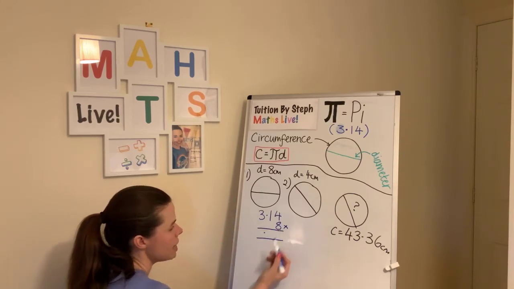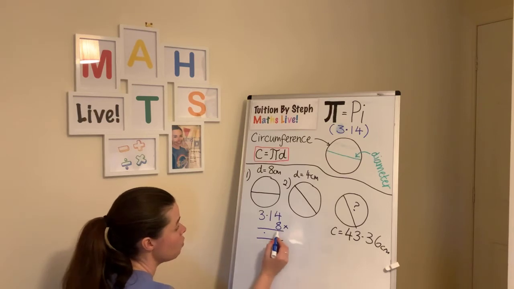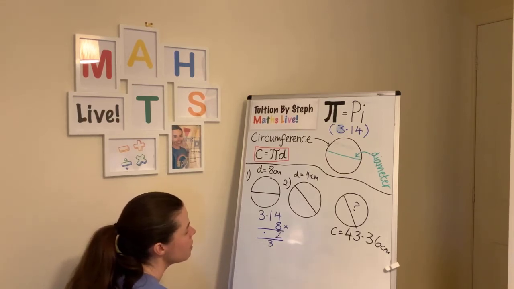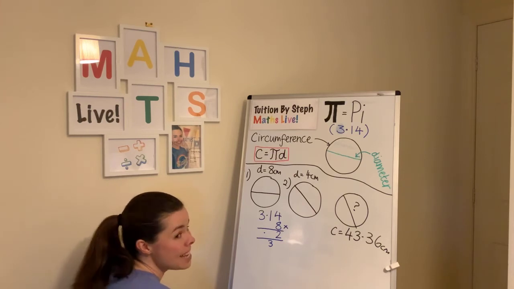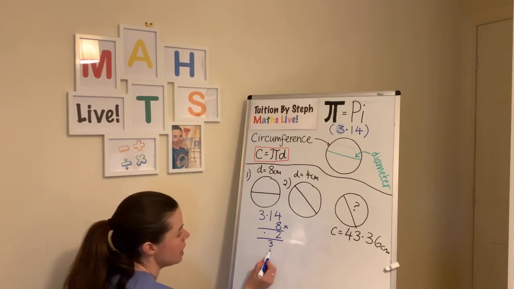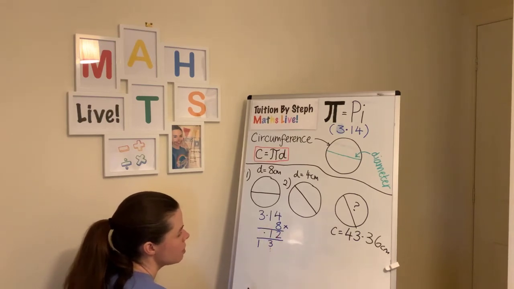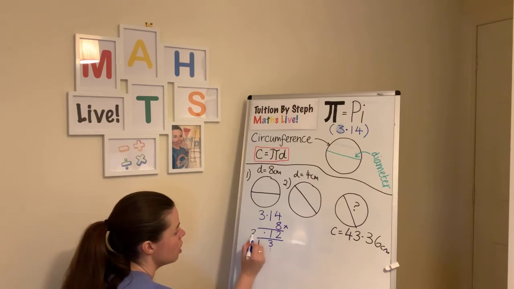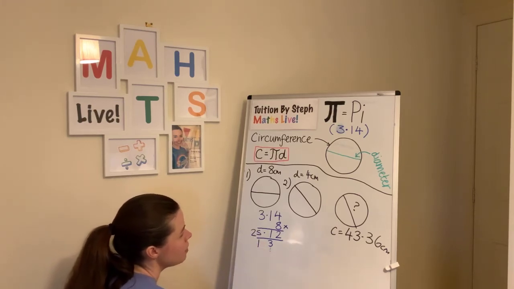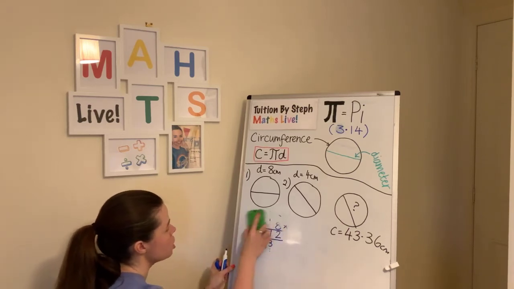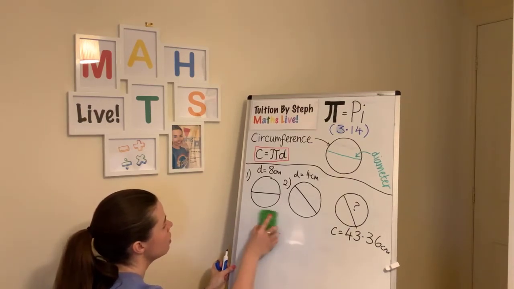4 8s, 1 8 is 8, 2 8 is 16, 3 8 is 24, 4 8 is 32. Keep your 2, carry 3. 1 8 is 8, 9, 10, 11. 3 8s, 1 8 is 8, 2 8 is 16, 3 8 is 24. So 25.12. The answer for the first one is 25.12.